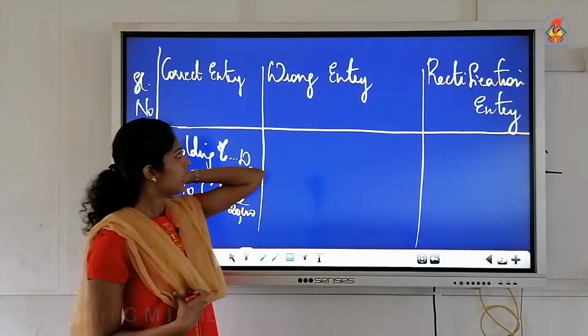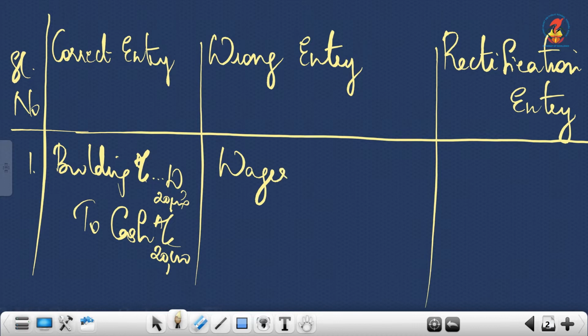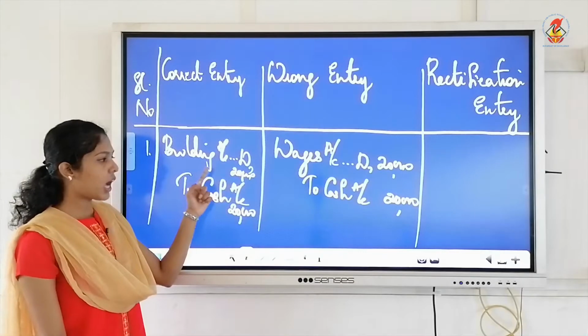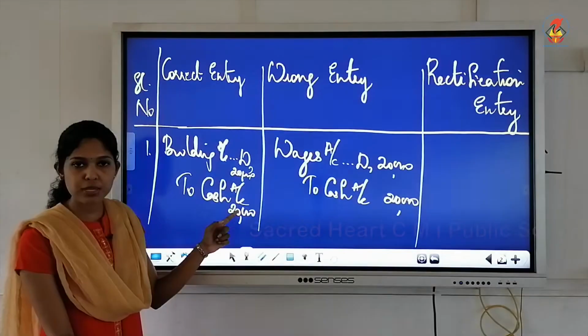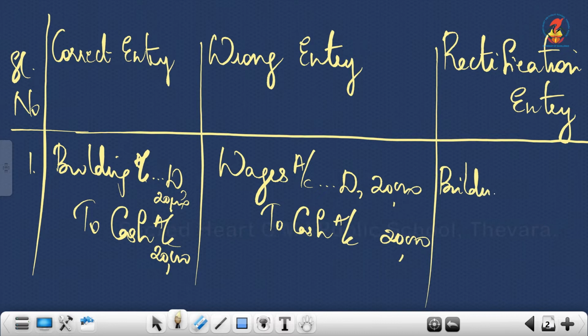Then the wrong entry: wages paid, the firm would have written wages account debtor to cash account. The amount is the same, 20,000. Now we will do the rectification part. Building account is to be debited. Did we debit buildings account? No. So, we will debit buildings now with 20,000.